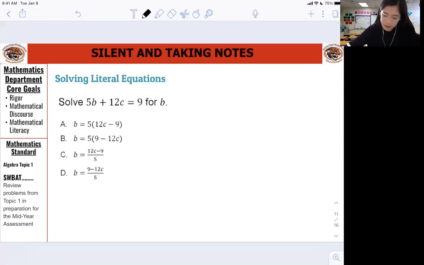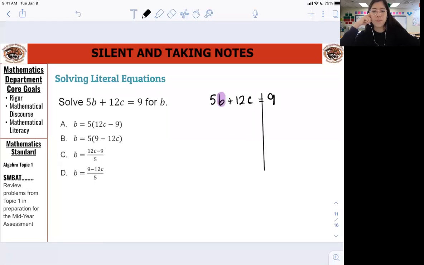All right, so here we have 5b plus 12c equals 9, and we need to get b by itself. I'm highlighting the b just to keep track of what we need to get alone. There's a couple of things in the way that have to move over to the other side. So what do you think should go away first? The 12c. Yeah, that 12c is being added to the 5b. So what operation do I use to move it away? Subtraction.